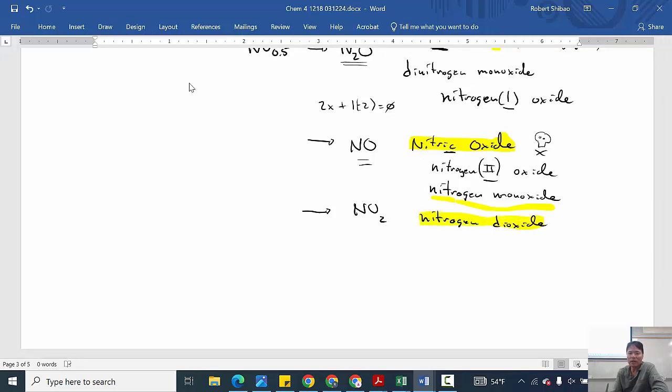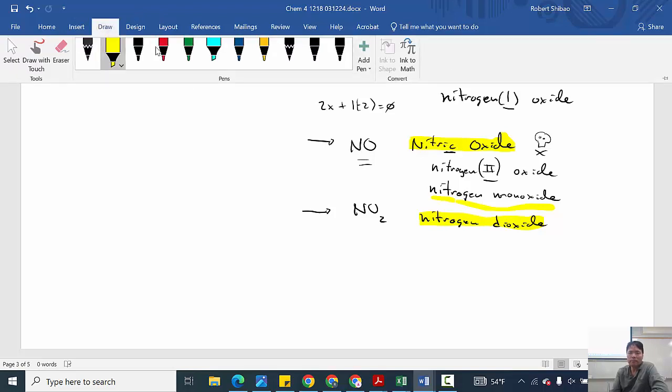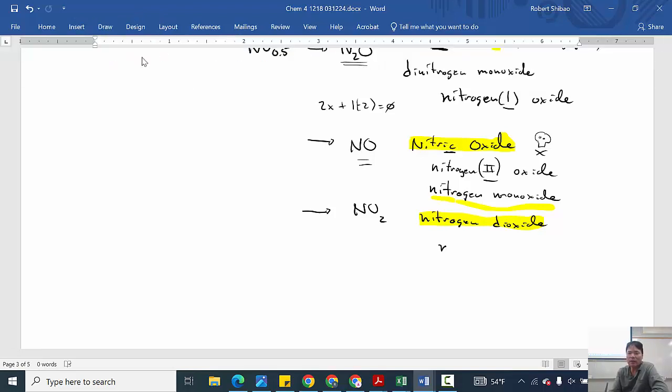Give me another name for nitrogen dioxide. Another name for nitrogen dioxide would be nitrogen, Roman numeral 4, oxide. I know the charge on oxide, I just don't know the charge on nitrogen because nitrogen's charge can vary from what to what? +5 to -3. And so I have to specify the charge on nitrogen since it has so many different charges that it could adopt.